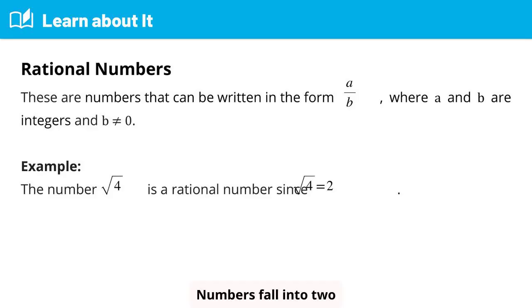Numbers fall into two families, rational and irrational. Rational numbers fit neatly into fractions. These are numbers that can be written in the form a over b, where a and b are integers and b is not equal to 0. Example, the number square root of 4 is a rational number since square root of 4 is equal to 2.